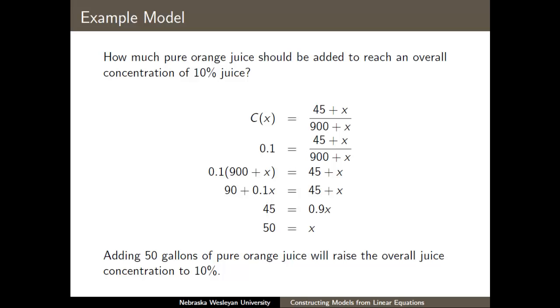And so the interpretation in this scenario is that adding 50 gallons of pure orange juice to the 900-gallon vat that we started with would raise the overall juice concentration of the mixture to the 10% that we wanted.